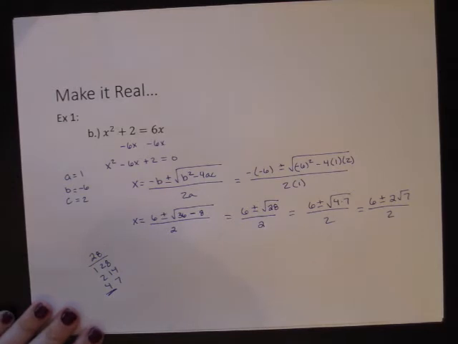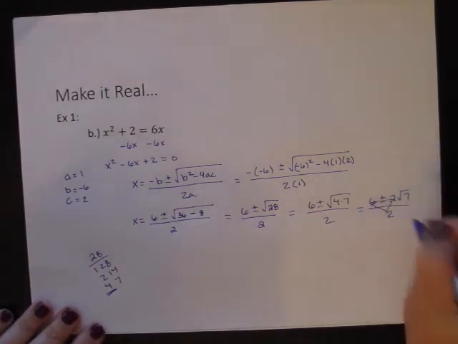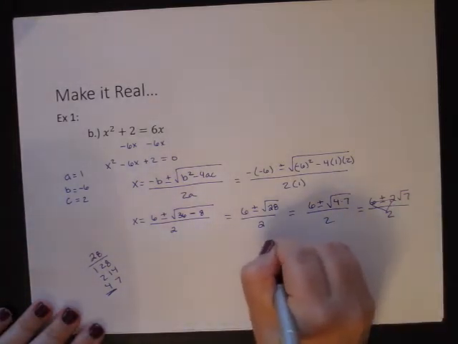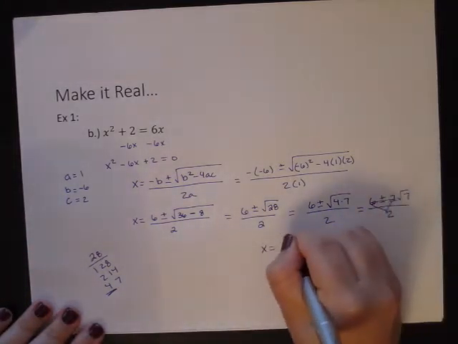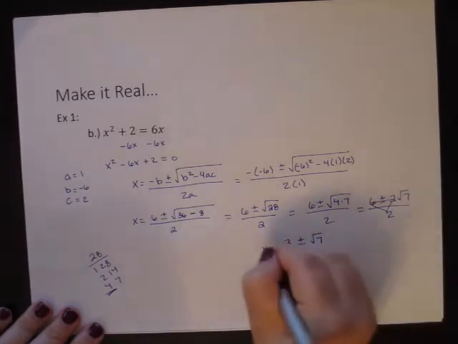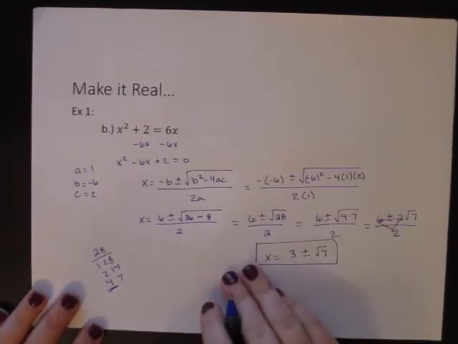And then the last thing that I've got to do is cancel. What goes into 6, 2, and 2? That would be 2. So x equals 6 divided by 2 is 3, plus or minus 2 divided by 2 is 1, square root of 7. And then 2 divided by 2 is 1. So this would be my final answer. So hopefully this process is making a little bit more sense.